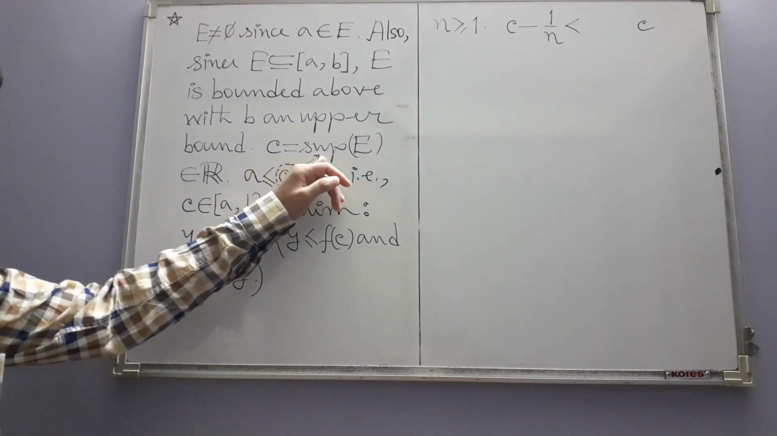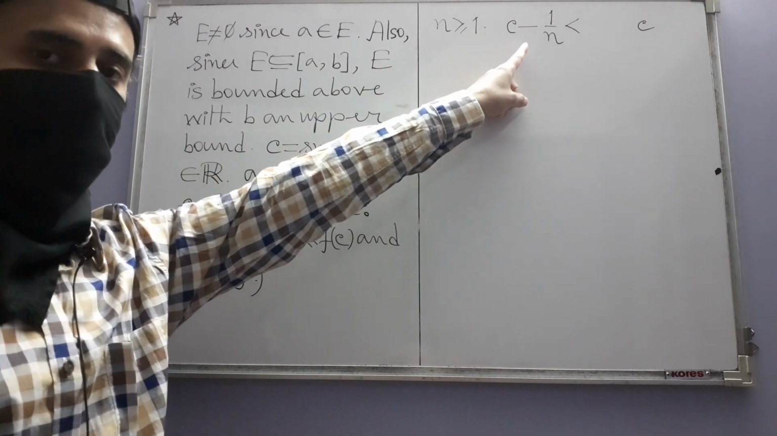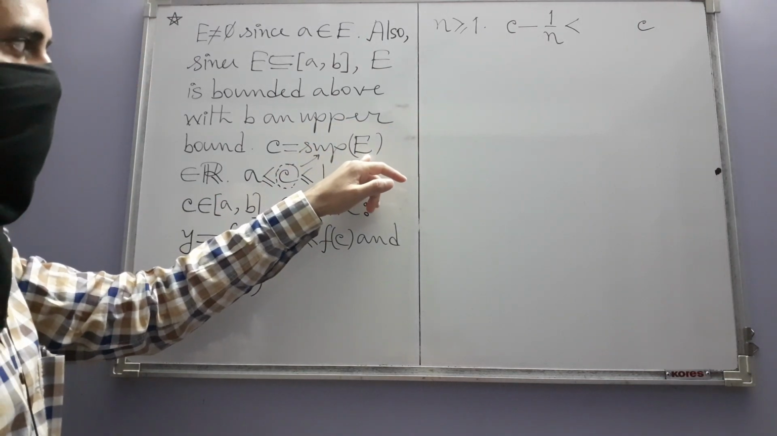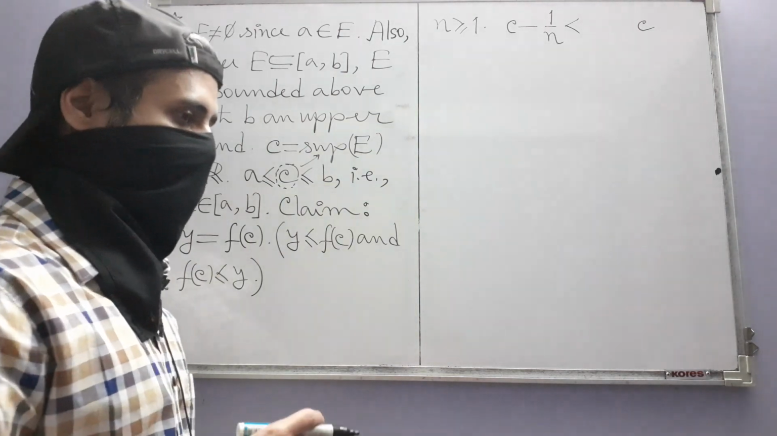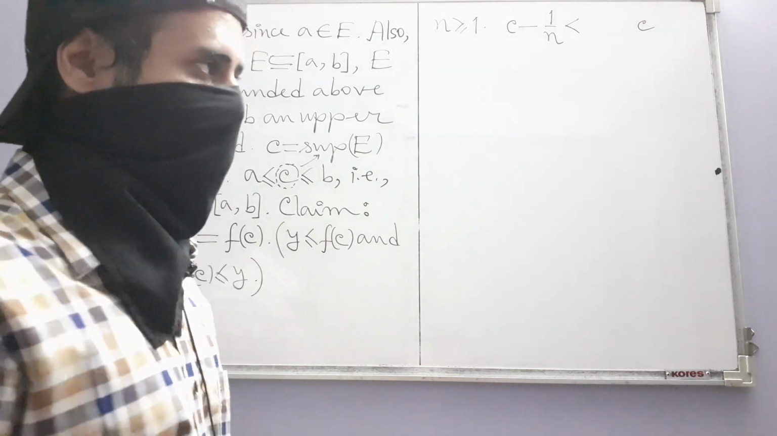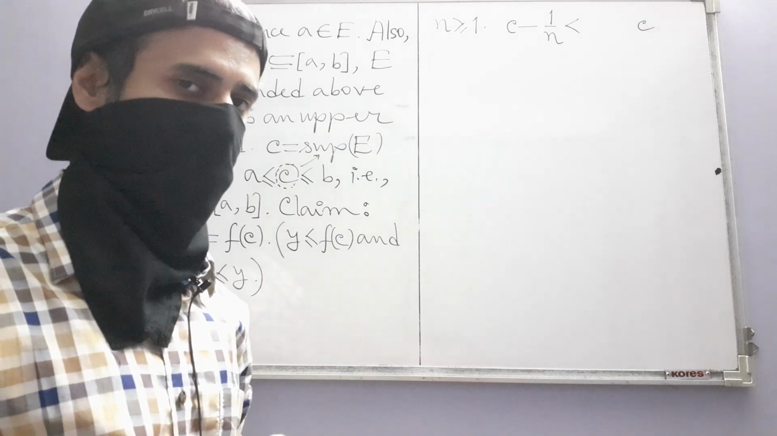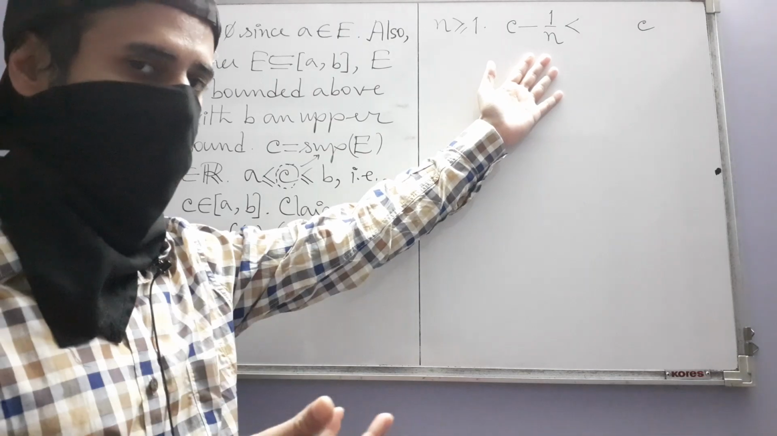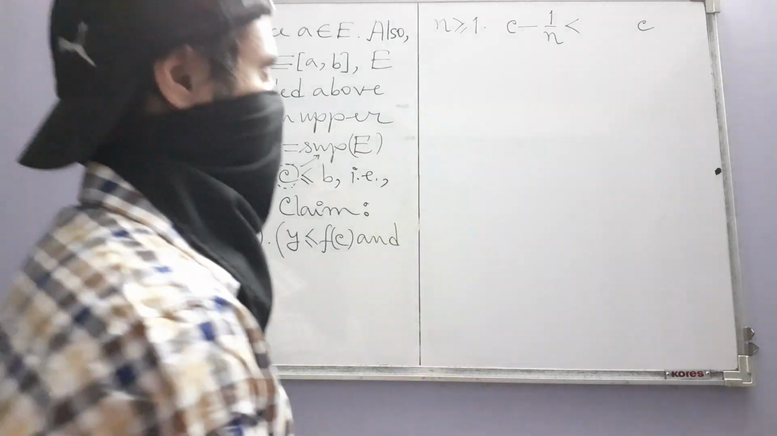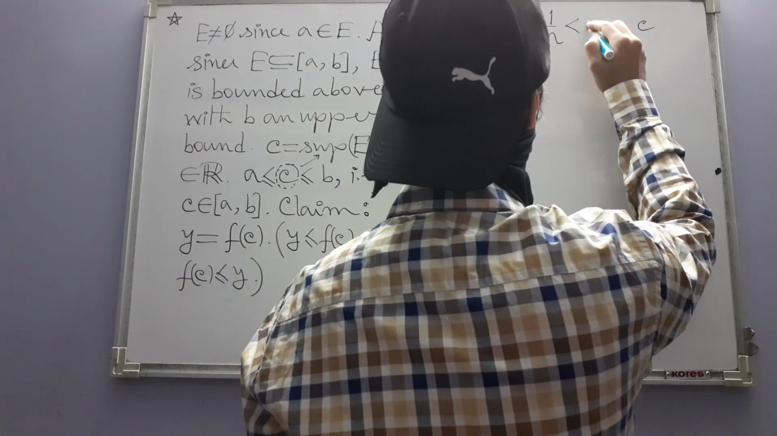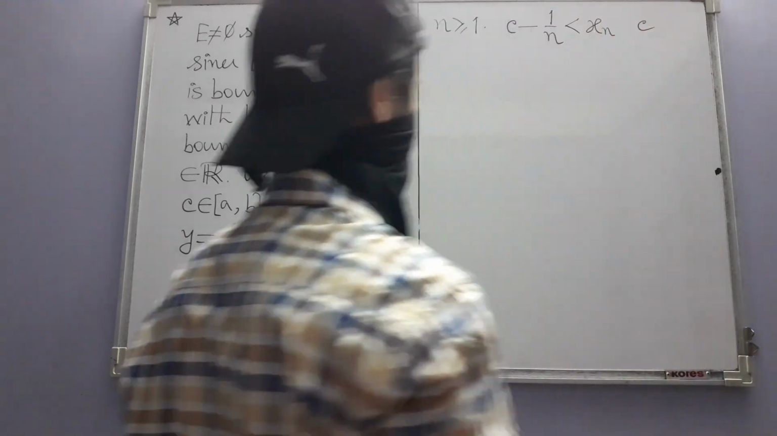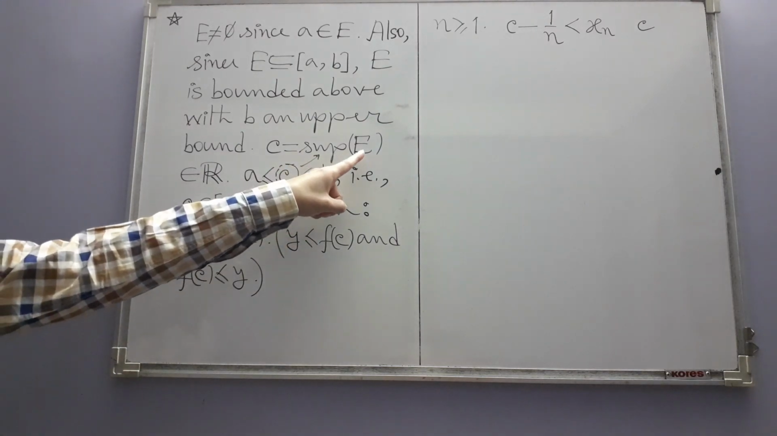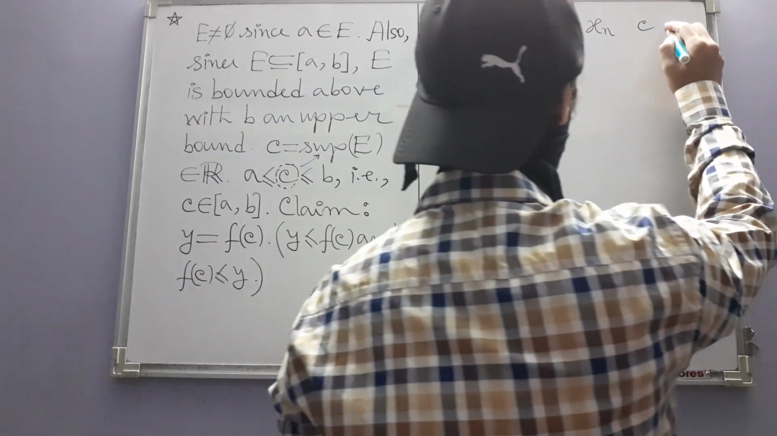Because c is the least upper bound, so this number being less than even that can no longer be an upper bound for e, which means that at least one element of e has to exceed this, has to be strictly greater than this one, making it not an upper bound. So let xn be such an element. Note that xn has to come from e. Let us also write that as well.